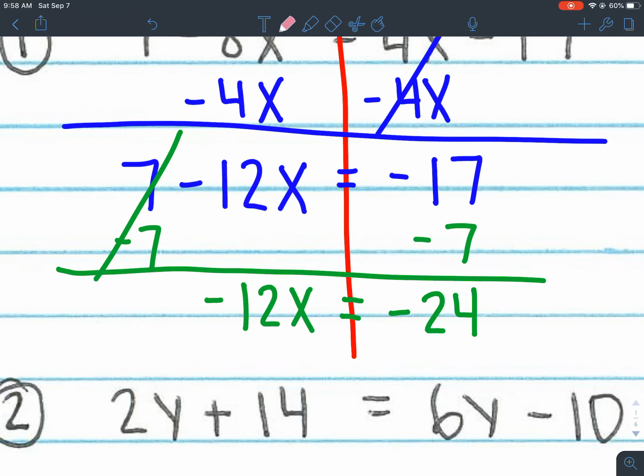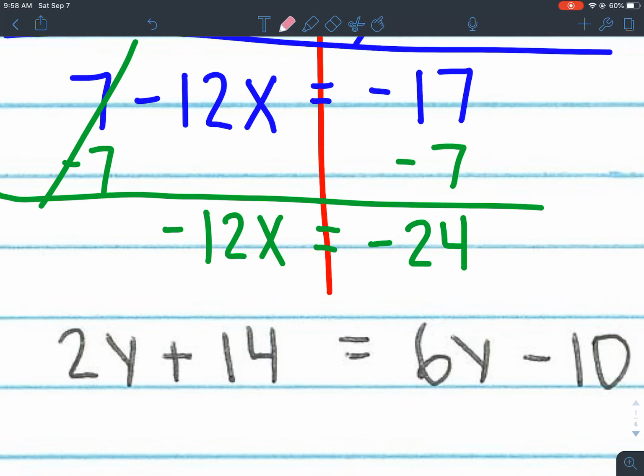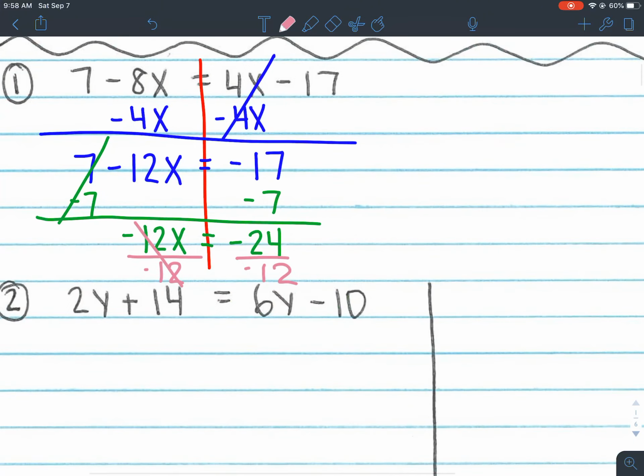Okay, last step here, I need my x by itself. Negative 12 and x are combined by the operation of multiplication, so I'm going to divide both sides by negative 12. And I've run out of some room, but I have x equals negative 24 divided by negative 12, which is positive 2.